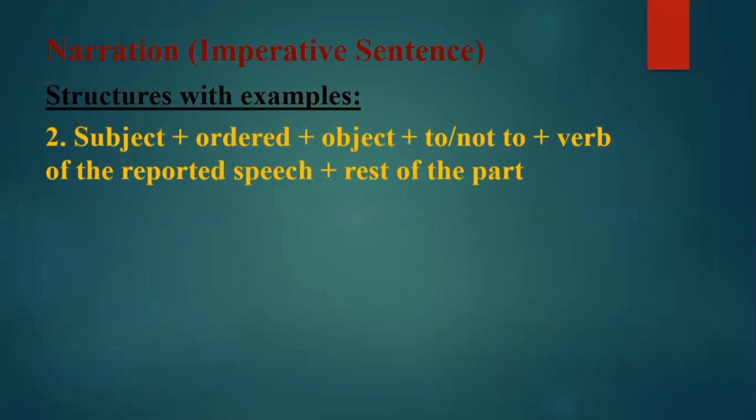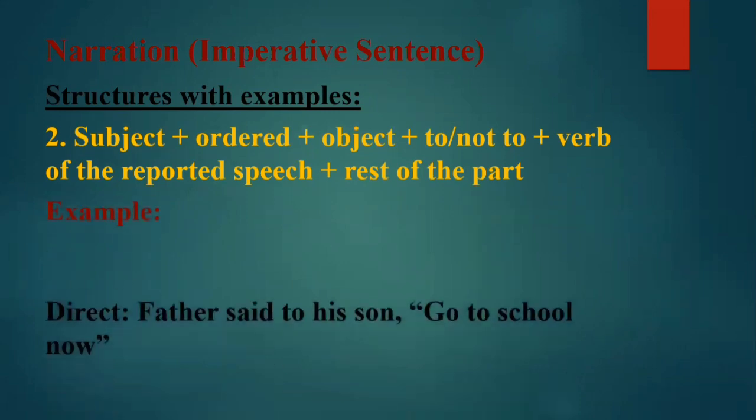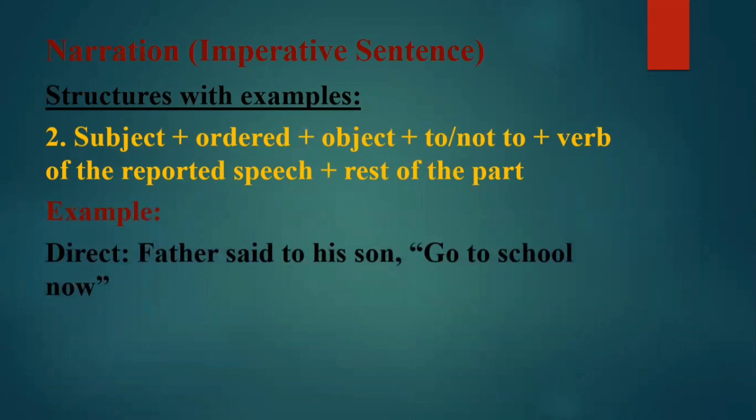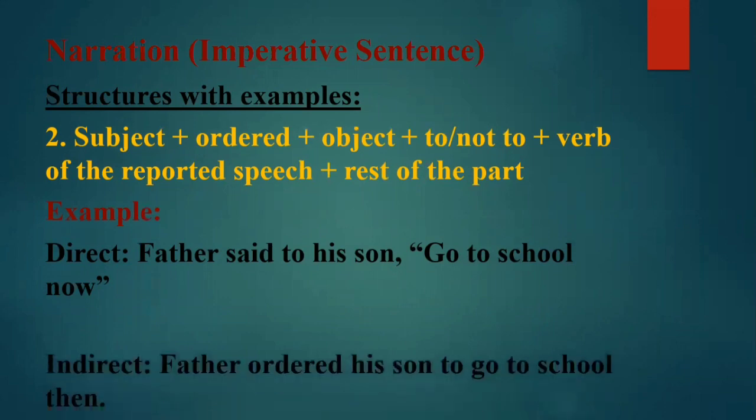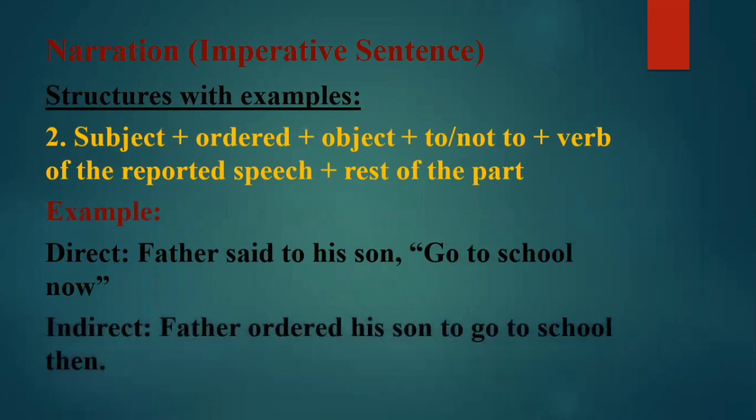Next structure: subject, then ordered plus object, then to or not to, okay, then verb of the reported speech, then rest of the part. Okay, now look at the example. Direct: father said to his son, go to his school now. So what will be the indirect form? Here is the indirect form: father ordered his son to go to his school then.